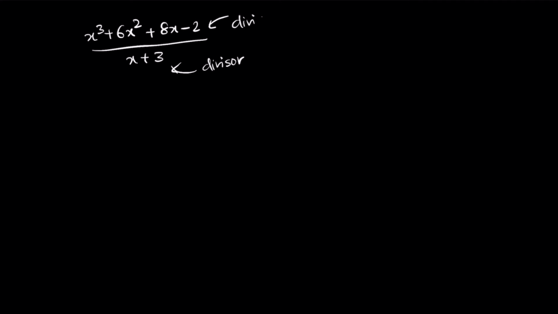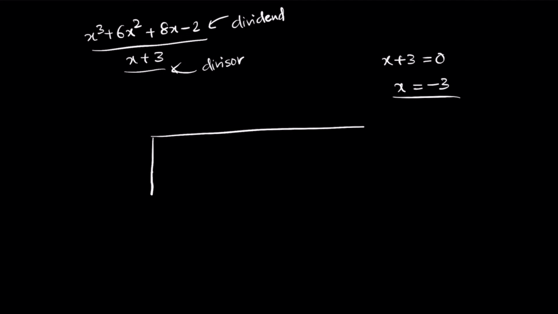Say you have x cubed plus 6x squared plus 8x minus 2 divided by x plus 3. Again remember, this is the divisor and this here is the dividend. First take the divisor and equate it to 0 and find the value of x. So that is minus 3. Next, write down the same format as long division, but this time write just the number negative 3 here.